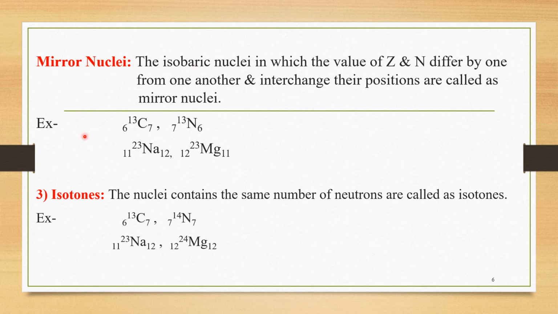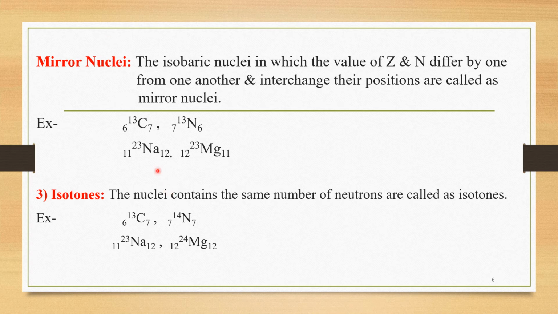The simple example is the nuclei of carbon and nitrogen. First of all, they have the same mass number, so we can say that they are isobars of each other. Carbon has atomic number 6 while nitrogen has atomic number 7. But now if we look at the number of protons and neutrons, in carbon the number of protons is 6 while the number of neutrons is 7. On the other hand, in nitrogen the number of protons is 7 and the number of neutrons is 6. So we can say that the numbers of protons and neutrons are interchanged in these two nuclei, and so these isobaric nuclei are called mirror nuclei.